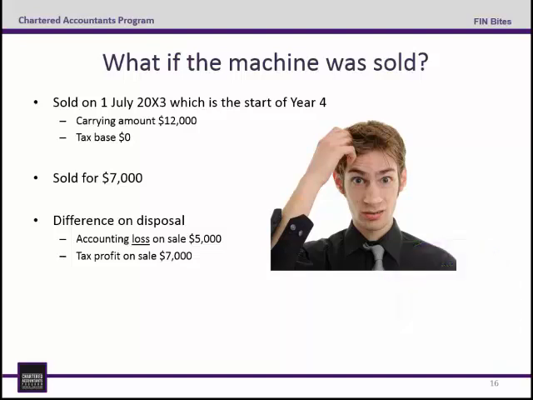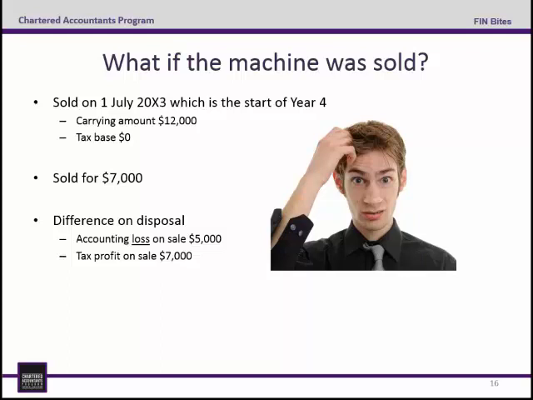So I need to look at, well, what's the difference on disposal? If my carrying amount is $12,000 for accounting and I sell it for $7,000, I'd recognise an accounting loss on sale of $5,000. But that's not deductible, that's just something that gets recorded in my journal entries for accounting purposes.